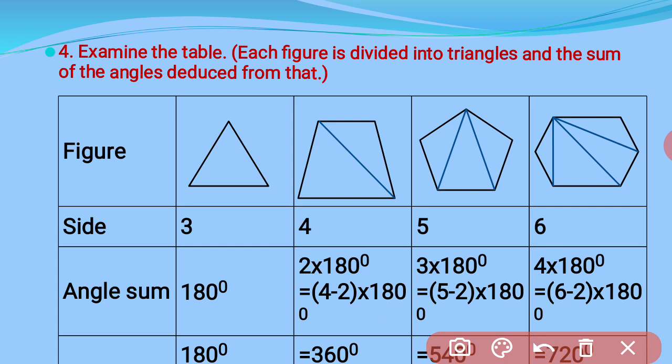Next comes a 5-sided figure. For a 5-sided figure, we can draw two diagonals and get 3 triangles. So, we have 3 multiplied by 180 as the angle sum, whereas 3 can be written as 5 minus 2. So, the total sum of all the angles comes out to be 540 degrees. This is how we continue for all such figures.